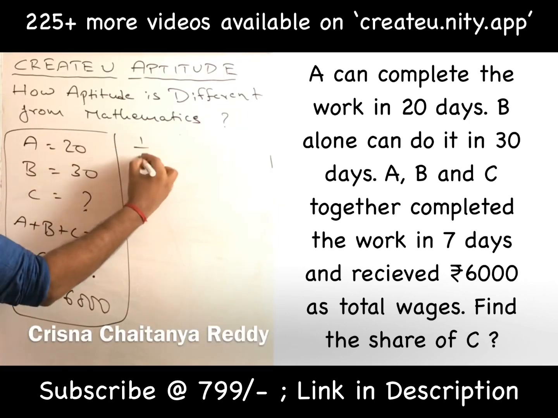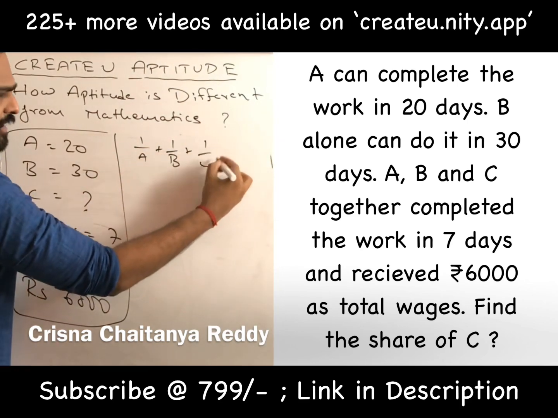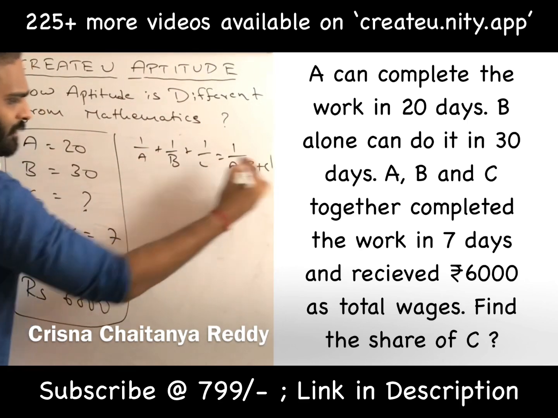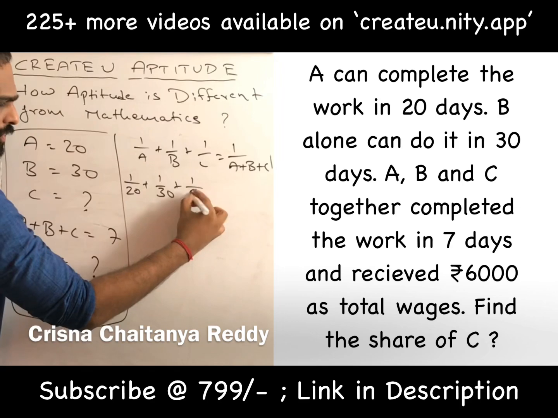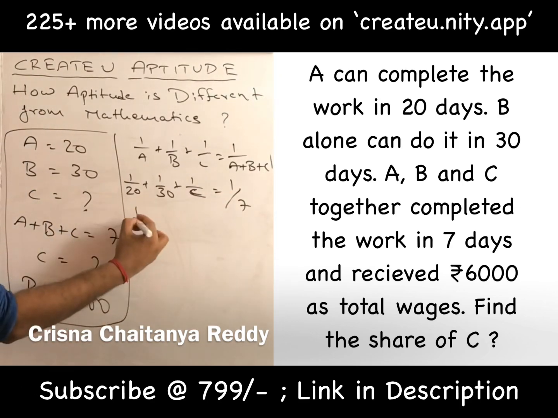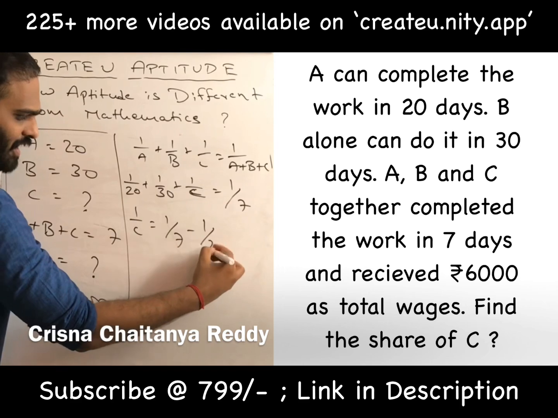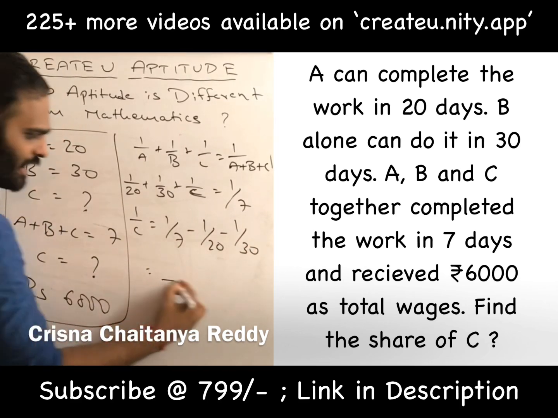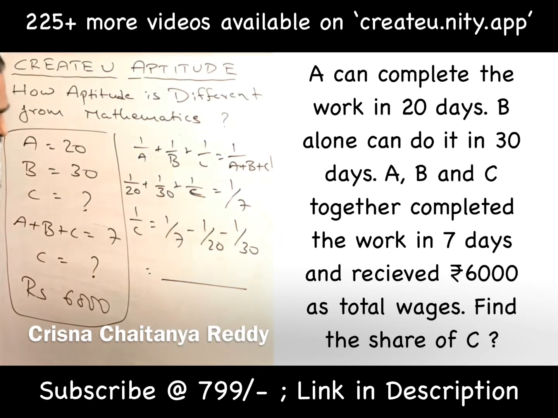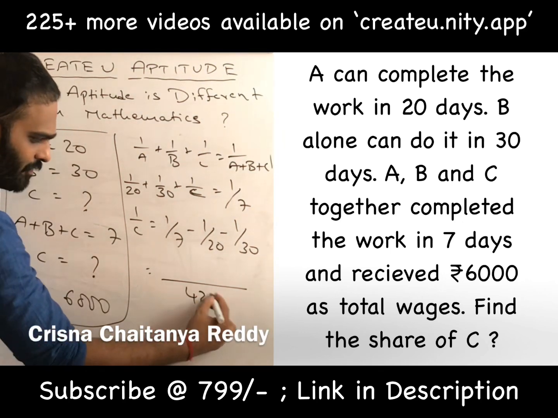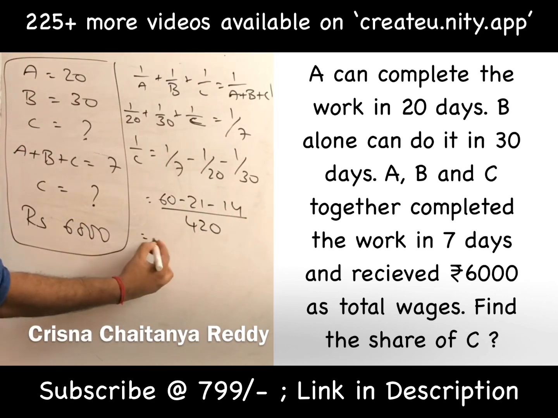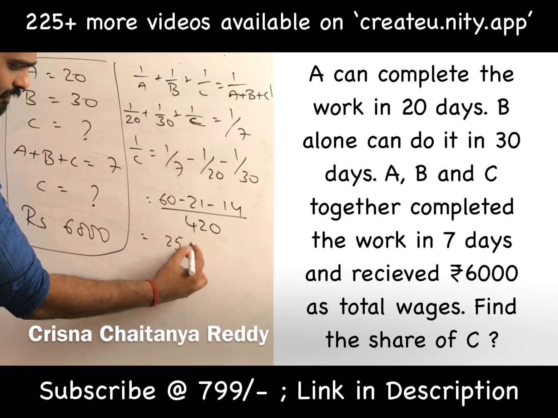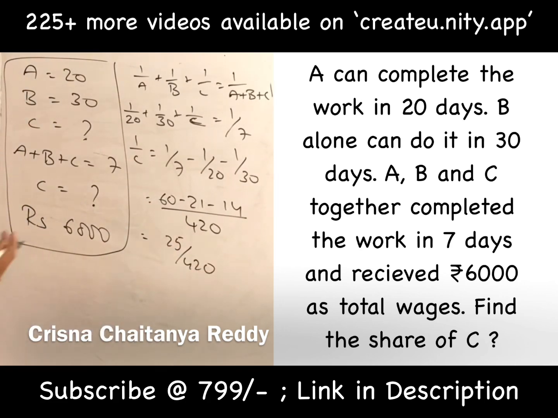It's as simple as 1/A + 1/B + 1/C = 1/(A+B+C). You can say 1/20 + 1/30 + 1/C = 1/7. So 1/C = 1/7 - 1/20 - 1/30. You have to take the LCM, and the LCM for this question will be 420, and then you will go for 60 - 21 - 14, and this is 60 - 35, that is 25/420. 25/420, if you simplify, you will get 5/84, but don't do that.